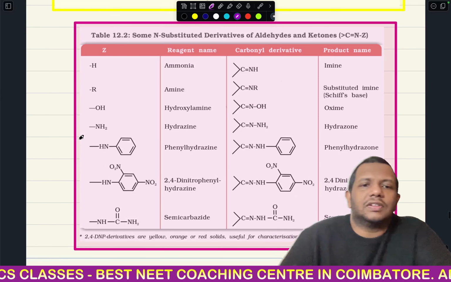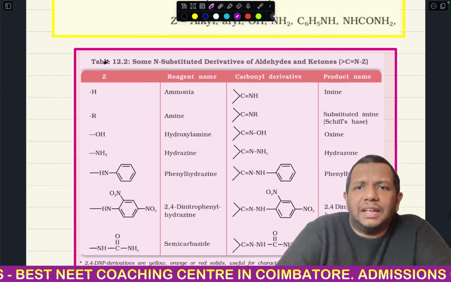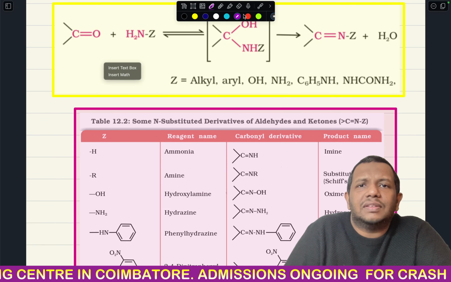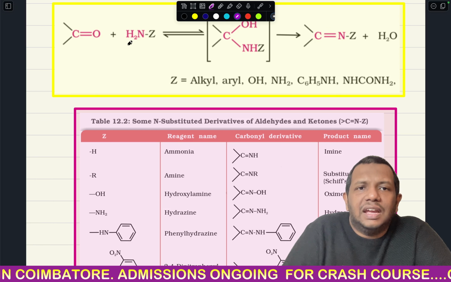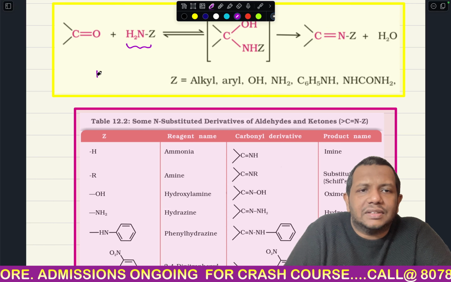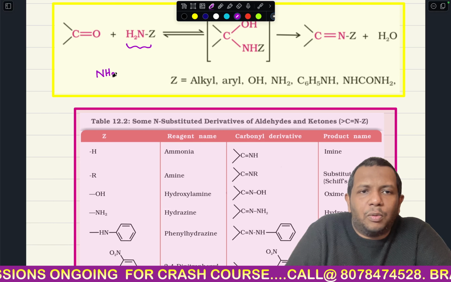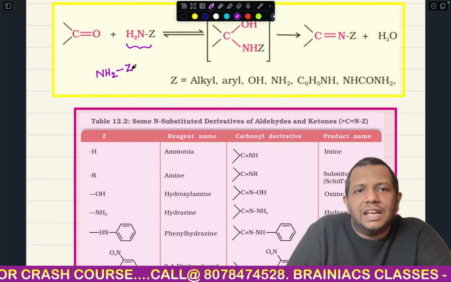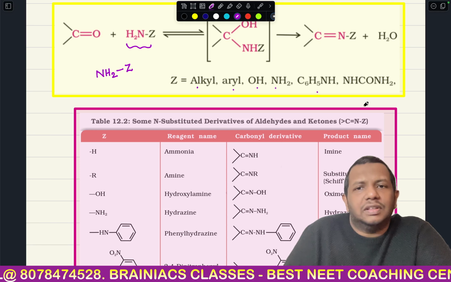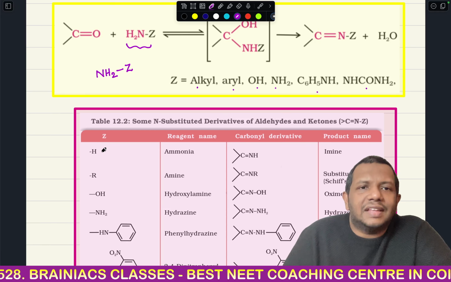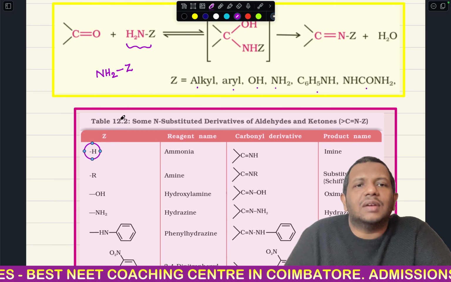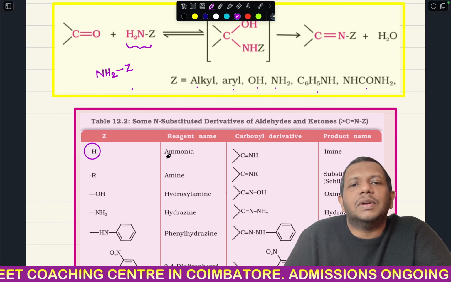Okay, so the first reagent, I am taking our ammonia. Ammonia and its derivative is represented as NH2Z. NH2 is ammonia, and its derivative means a hydrogen is replaced by something else. So Z can be an alkyl group, aryl group, OH group, NH2 group, C6H5NH group, anything. Let's say if Z is equal to hydrogen, then hydrogen coming means it will become ammonia.